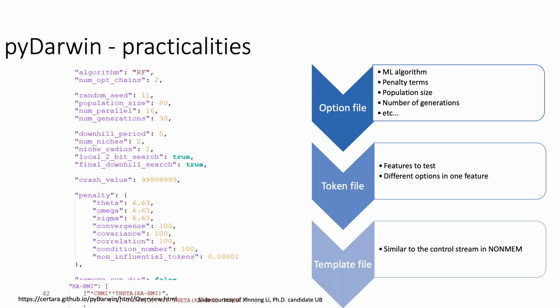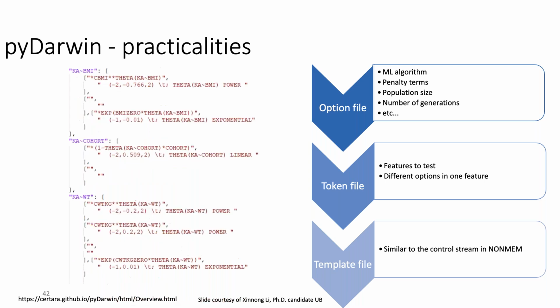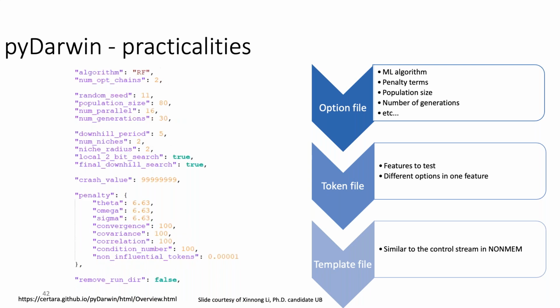Okay, so here you see the algorithm is specified. In this case, it's the random forest. And we have penalties listed here. Now I'm going to go into more detail on this in subsequent slides. We have a token file. These are the features to test and the different options that you evaluate within each feature. And so the token file, let me see if this will load. I see it's sort of freezing.